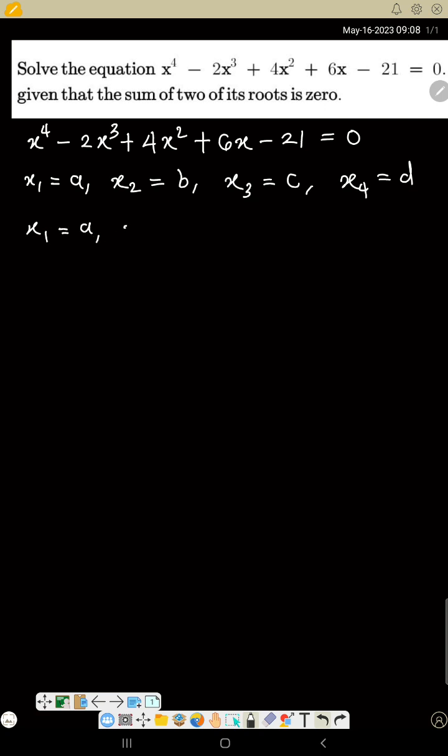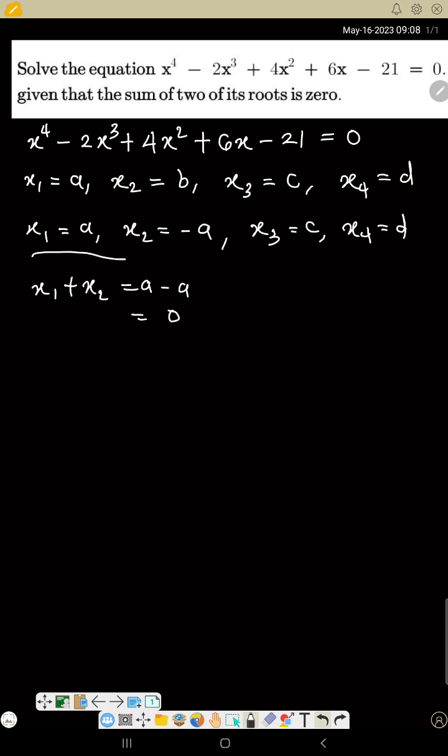s1 is a, then let's say s2 is minus a, so that the sum of these two roots, s1 plus s2, will be a minus a, which is 0. So s3 will be c, s4 will be d. So this is what the question is saying: solve this equation so that the sum of two of its roots gives 0. So one of the answers will be like s is plus or minus something. So we are going to think of the solution this way.